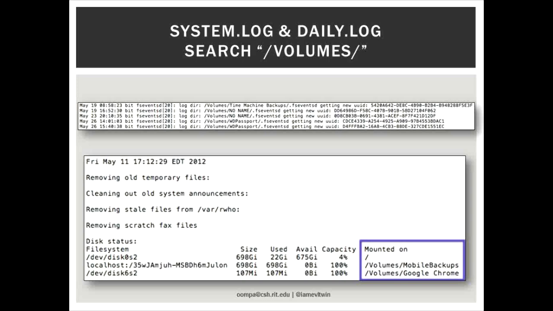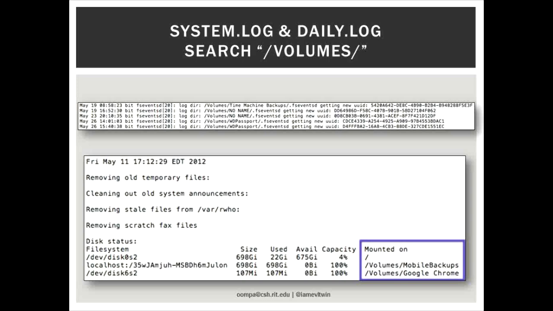So doing a quick search for that in the SYSTEM.LOG shows us that we have Time Machine backups, a volume called no name, that we all have, and a volume called WD Passport. And each one gets a different UUID. Unfortunately, if you have the same volume and you plug it in twice, one right after another, it will have a different UUID each time. So it's unique, almost too unique.